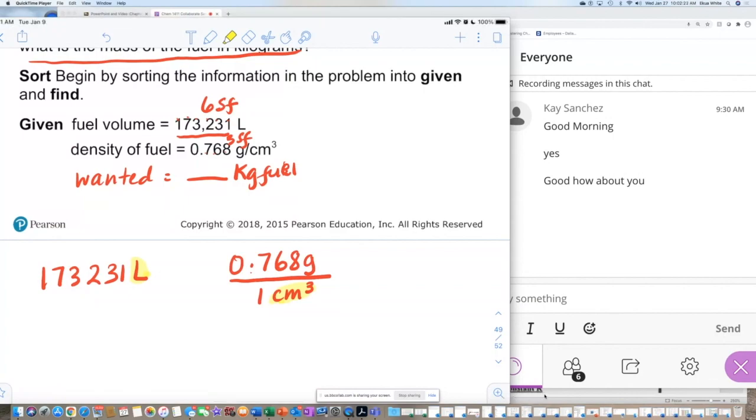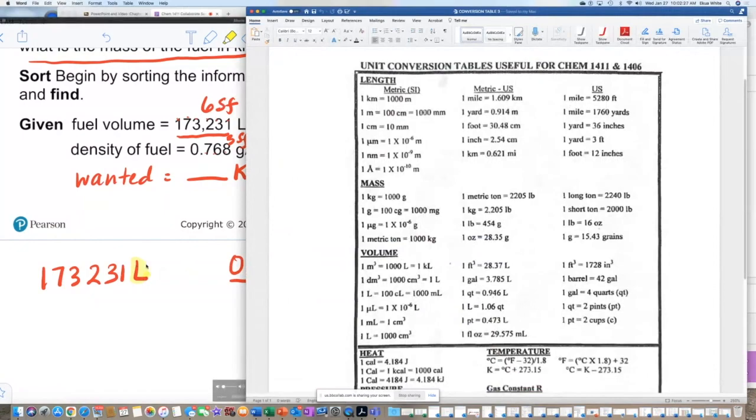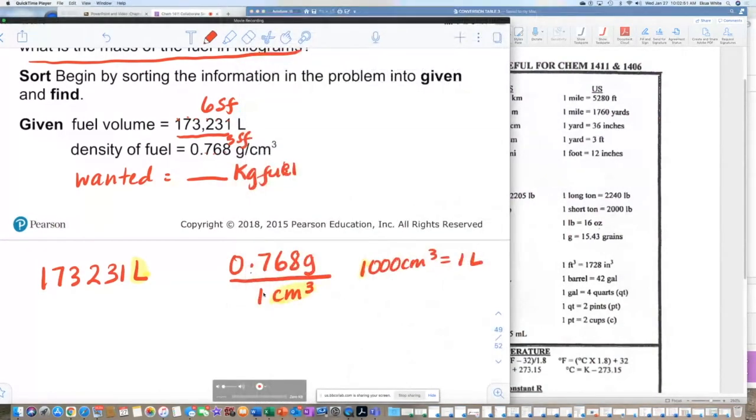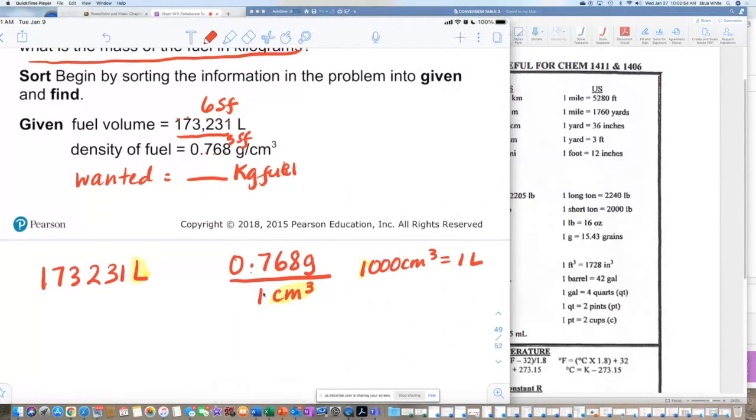So this is where that little chart comes in handy. You see why I have to have 3 pages open at all times? There. So liter is in the volume section. So I go to liter. I'm looking for liter and centimeter cube. Oops, right there. 1,000 centimeter cubed equal 1 liter. So I write the number: 1,000 centimeter cubed equal 1 liter. Okay, so now we're back here.